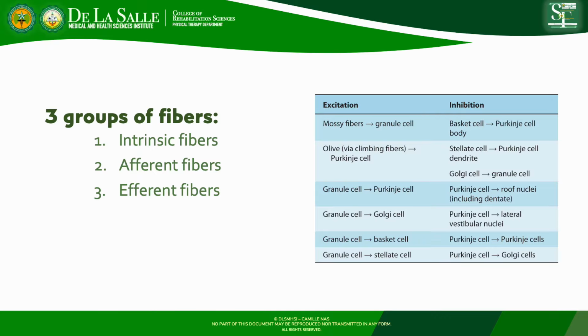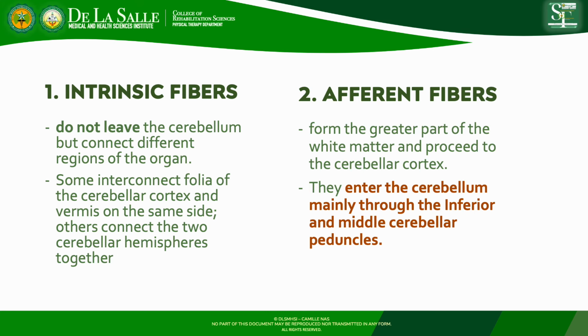So we have three groups of fibers in the cerebellum: the intrinsic, afferent, and efferent fibers. From the name itself, intrinsic means it will only project signals within the cerebellum. Afferent means it will receive information, and efferent means it will send information. We'll discuss these one by one. First are the intrinsic fibers. They do not leave the cerebellum but connect different regions of the cerebellum to each other.